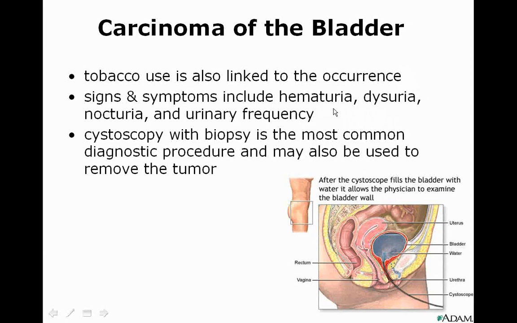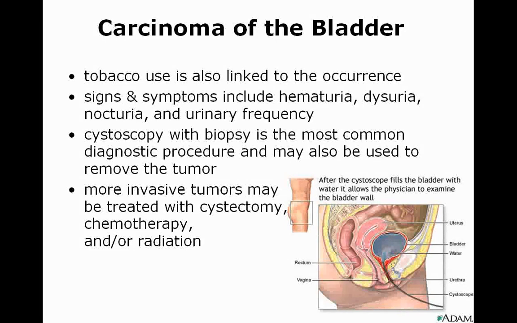Signs and symptoms, again, the hematuria, dysuria, nocturia, which is having to go to the bathroom frequently while a person's sleeping. Cystoscopy with biopsy is the most common diagnostic procedure. The procedure may be used just to perform the biopsy. If the tumor is not too advanced, they may be able to remove the tumor with cystoscopy. They may even, because of a more invasive tumor, have to perform a cystectomy, which would be removal of the bladder. Chemotherapy is usually necessary also, and maybe even radiation therapy also.